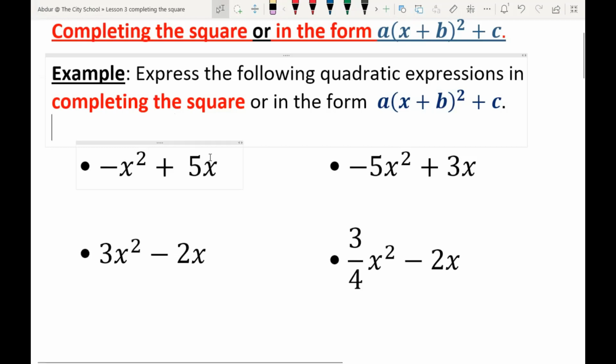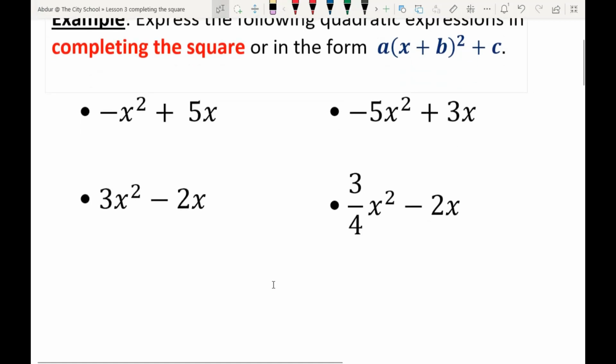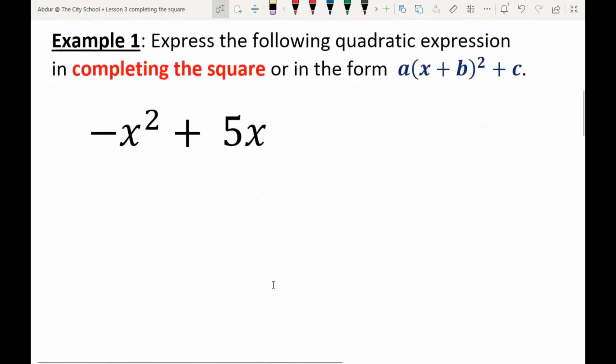Here, I'm going to explain how to express or convert in completing square form, or a(x + b) whole square plus c form. So let's start. I'm going to example number one. In this example, you have to express the following quadratic expression in completing the square or in the form of a(x + b) square plus c form.